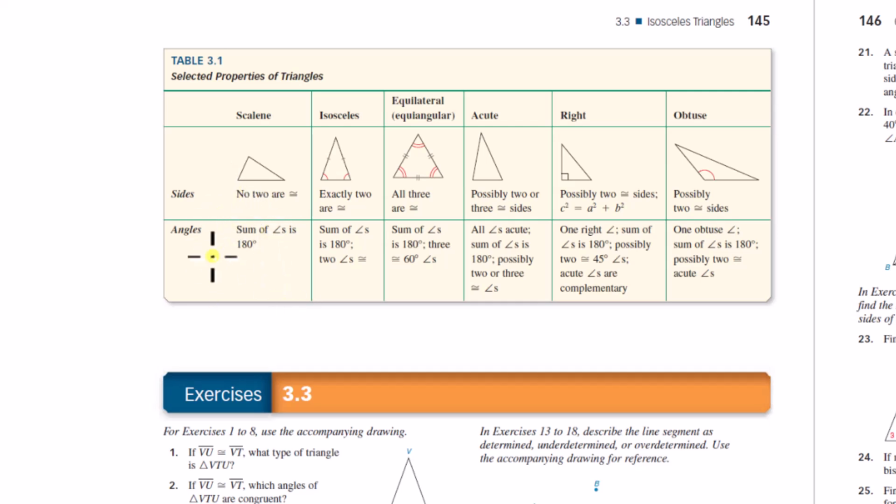Okay, now if we think about the scalene triangle in relation to the angles, the only real property is that the sum of the angles is going to be 180 degrees. That's really it. That's all we can think about.